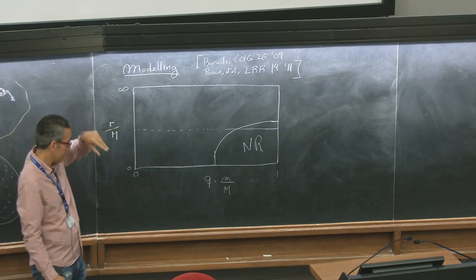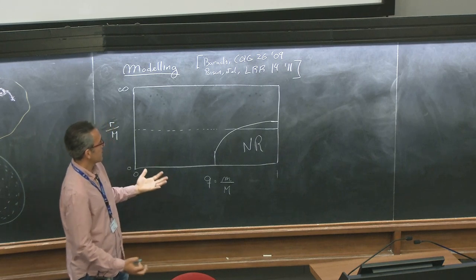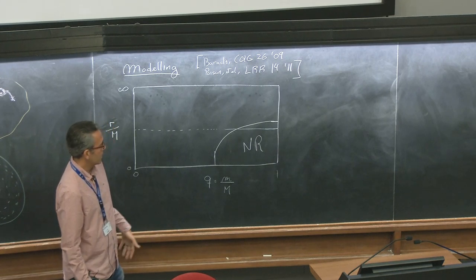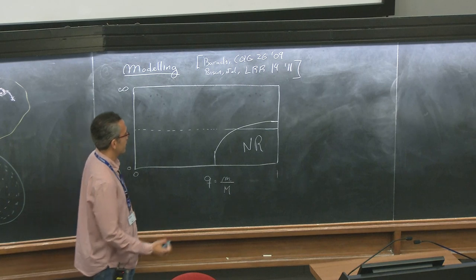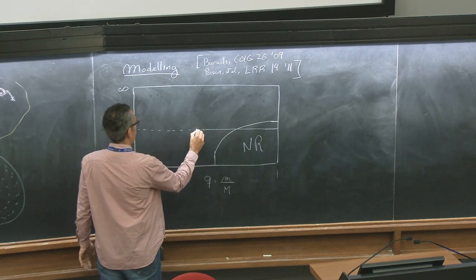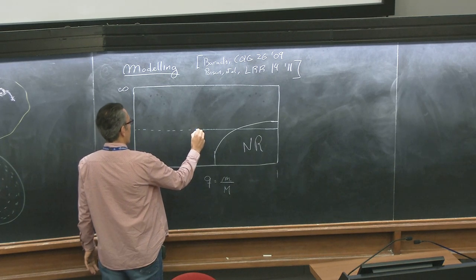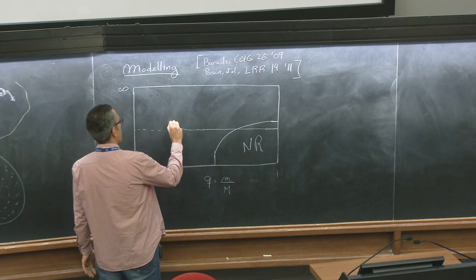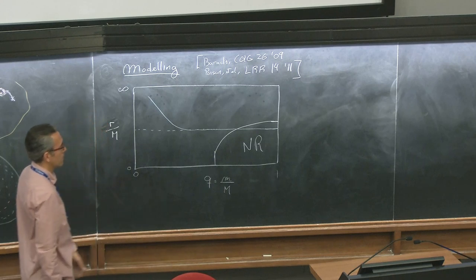So it turns out that for the purposes of observation and for modeling, the post-Newtonian approximation is not really valid or accurate enough as the mass ratio goes to zero.